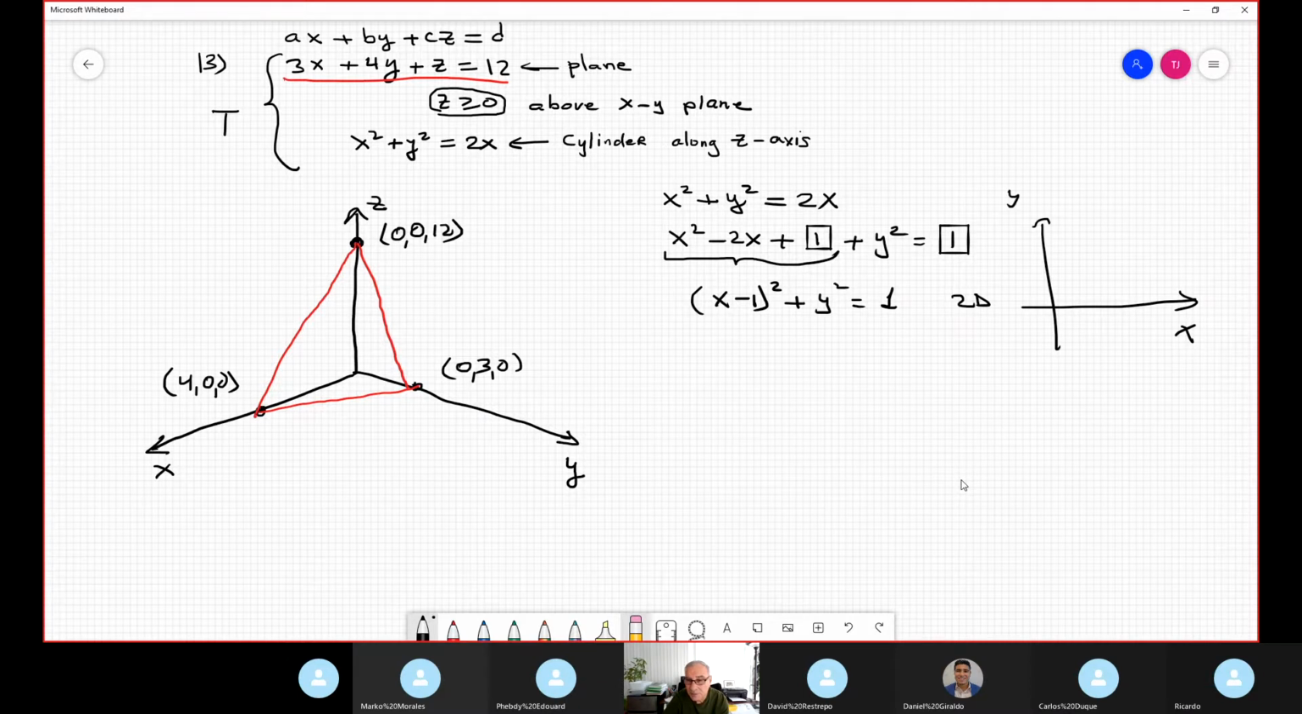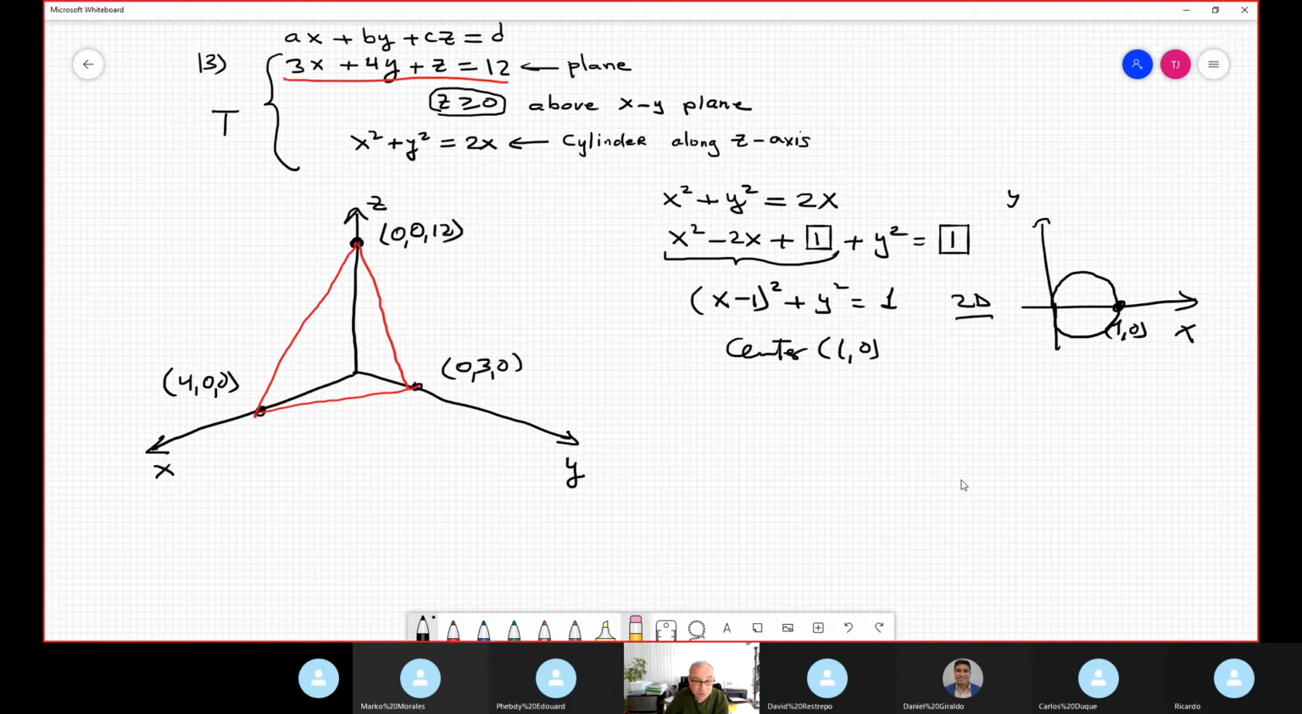In 2D, a circle with the center located at the point (1, 0) and radius 1. So basically, it's a circle like that. This is in 2D. However, in 3D, it's a cylinder.